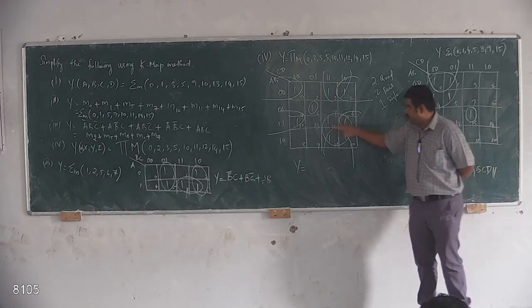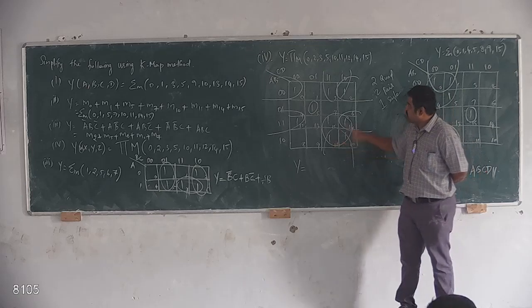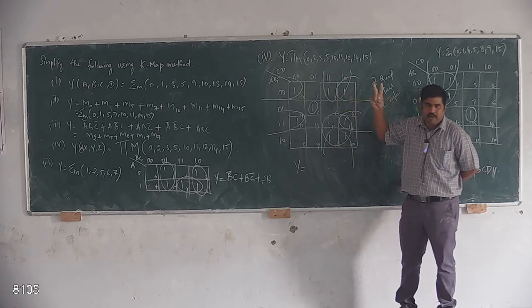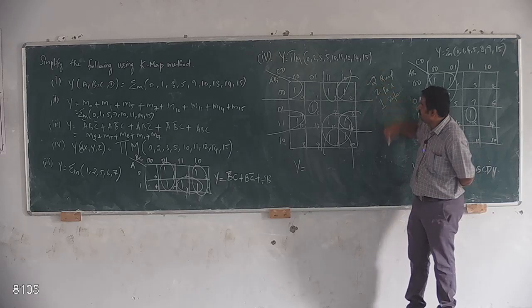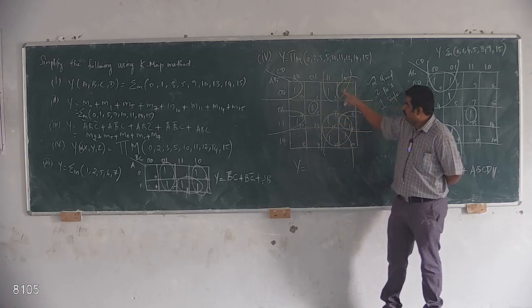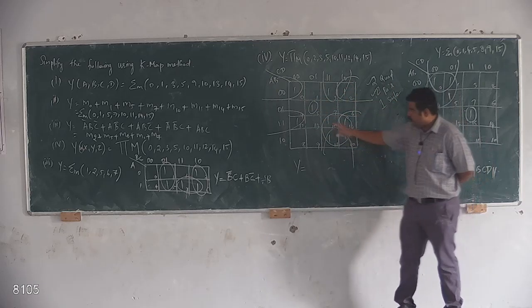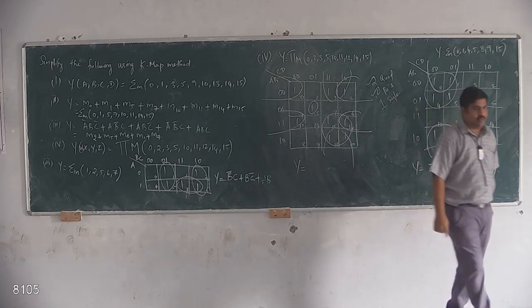So this is one quad. These four adjacent ones are going to make one quad. This two adjacent ones and this two adjacent ones are going to make another quad. So there are two quads. This one and this one is going to make one pair. This one and this one is going to make another pair. So two pairs and one single one is there. Find the answer.